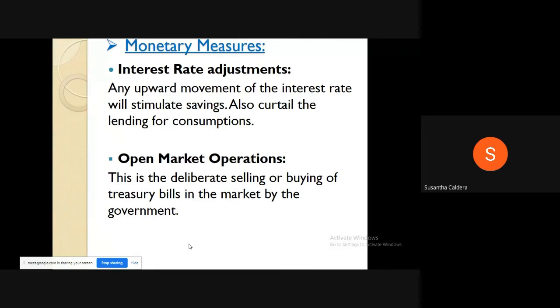So people try to save the money. Then people don't want to save money because interest rates are low. There's no point. So they spend the money on consumption items. Right? The open market operations. This is the deliberate selling or buying of treasury bills in the market by the government, right?